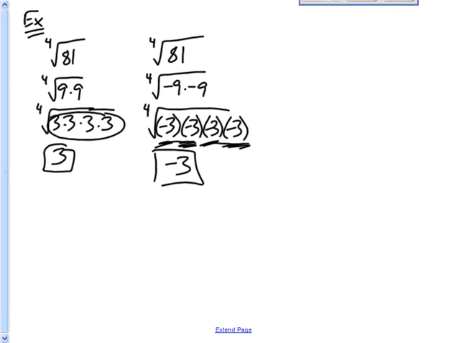So when you're doing an even root of a positive number, another way to write that is 81 to the 1/4. You have to consider that you actually have two roots. So it's plus or minus 3 as your final answer. That's an even root there.